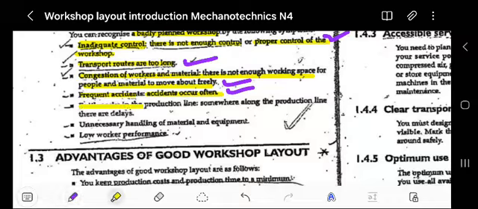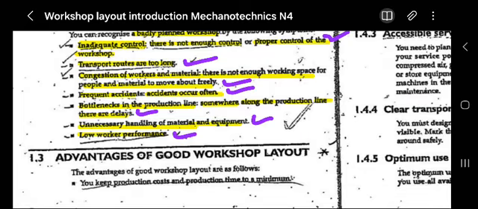Bottleneck in the production line: somewhere along the production line, there are delays. Simplified point under poorly planned workshop: unnecessary handling of material and equipment. Nice point also, we've discussed this. To simplify: lower work performance. We've simplified this. Now these are simplified notes.